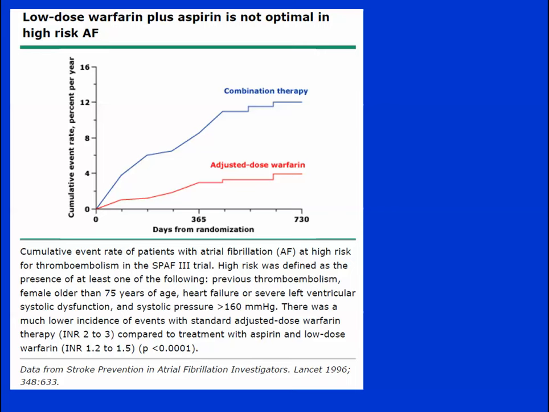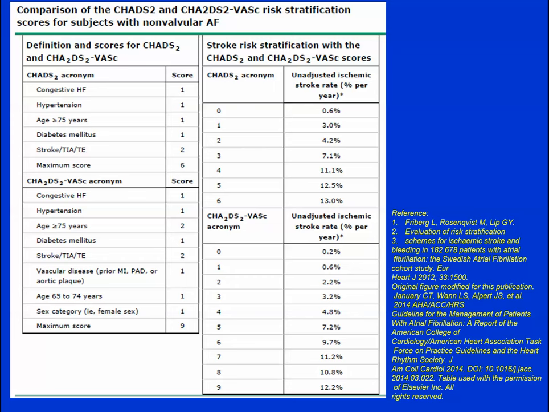The decision to anticoagulate these patients is based on two risk classification systems, the so-called CHADS-2 and the CHADS-2 VASc risk. On the left-hand slide are the scoring of these two systems, and on the right-hand side shows the risk of an ischemic stroke depending on what one's score is. The clinician then, based on this risk, balancing it with the risk of hemorrhagic complications, decides who should receive anticoagulation.